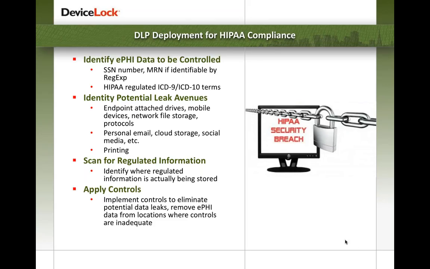The final step is to implement controls, which can mean removing ePHI data from locations where controls are inadequate, limiting user access to data, locking down endpoints where ePHI is handled, and blocking ePHI data from leaving the organization through common egress points. It may look like a daunting task, but fortunately our DeviceLock DLP solution can help in every step of that process and provide a level of control that you need in order to help prevent data leaks before they happen and checkbox these steps towards being HIPAA compliant.